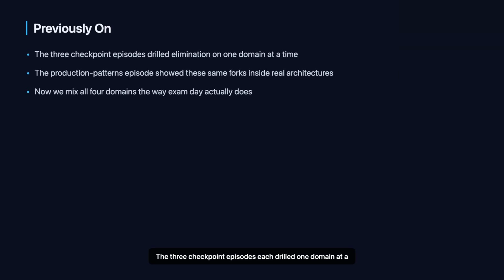The 3 checkpoint episodes each drilled one domain at a time: security, then resilience, then performance. The production patterns episode showed you these same decision forks living inside real architectures. Now we mix all 4 domains together in random order, exactly the way the real exam throws them at you.